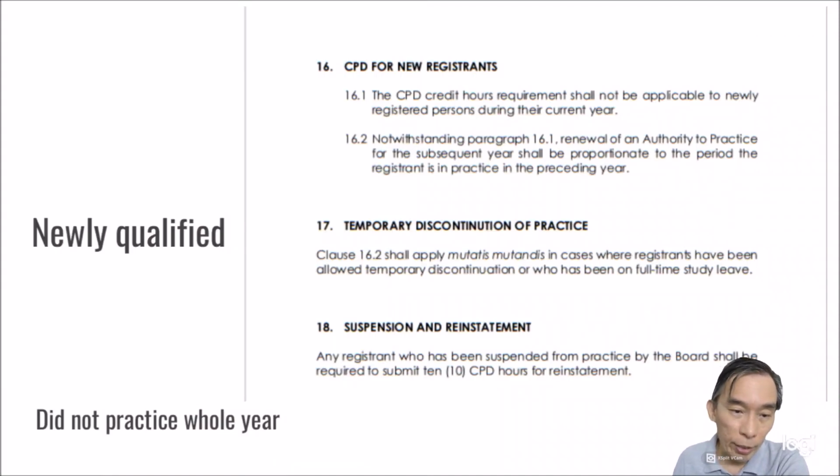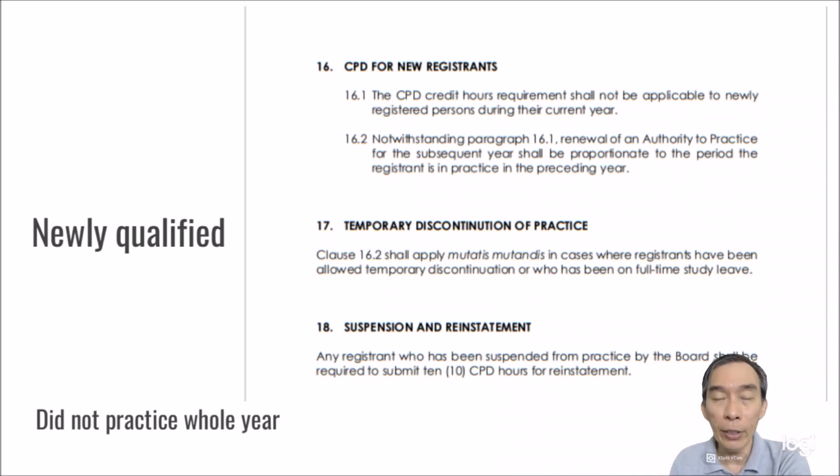The newly qualified did not practice the whole year. Number 16, CPD for new registration, says in 16.1: the CPD credit hours requirement shall not be applicable to a newly registered person during their current year. So of course, in the case of John, who is only practicing 4 months in 2023, you cannot expect him to get 10 CPD points. But how does he qualify for this renewal? Notwithstanding paragraph 16.1, a renewal of the authority to practice for the subsequent year shall be proportionate to the period the registrant is in practice in the preceding year.